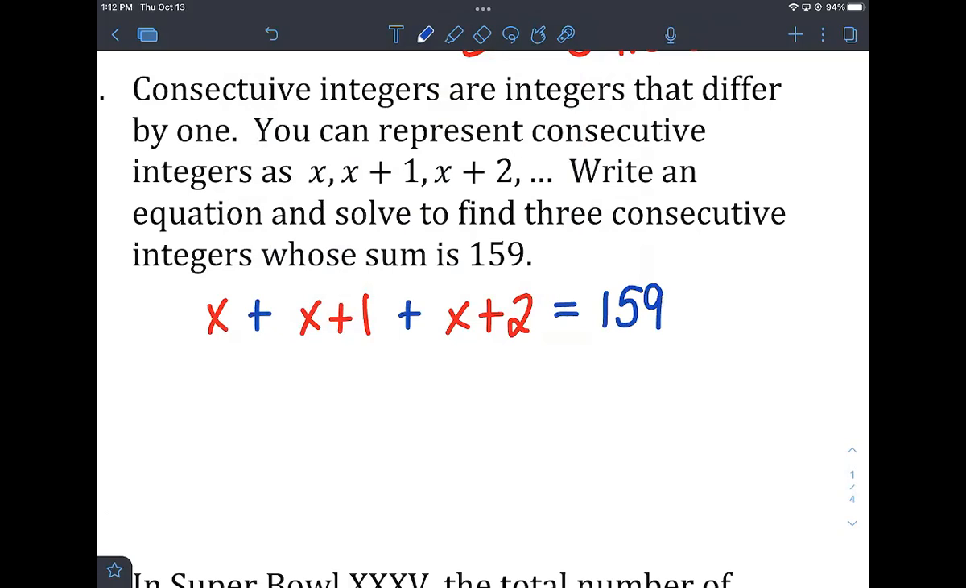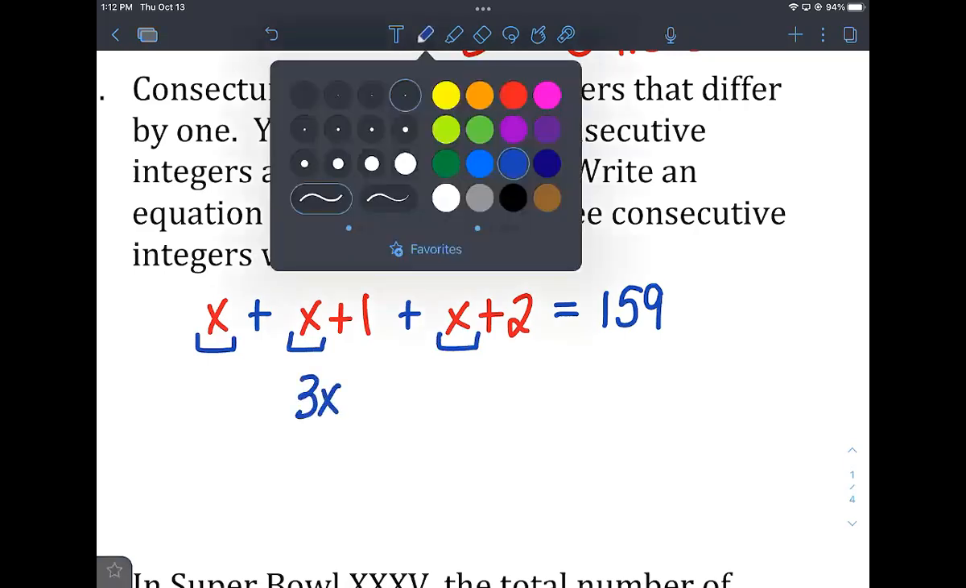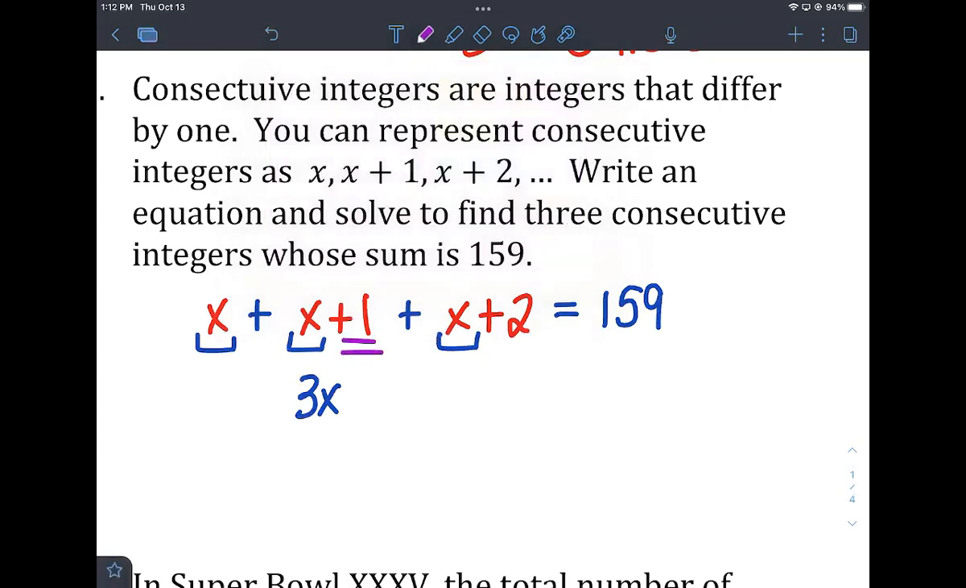Now this one we would definitely need to combine our like terms. Fender, when I combine my x terms, what's 1x, 1x, and 1x? 3x. Good. And Kaylee, when I combine my constant terms, what's +1 and +2 combined? 3. So the expression 3x plus 3 is what I'll use to find these three consecutive integers. They're going to equal 159, the sum of those three consecutive integers. What do I do, Gannon?